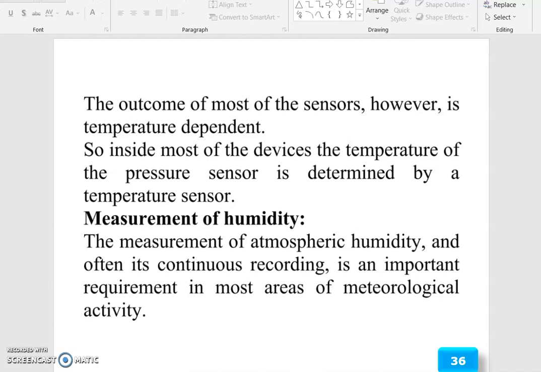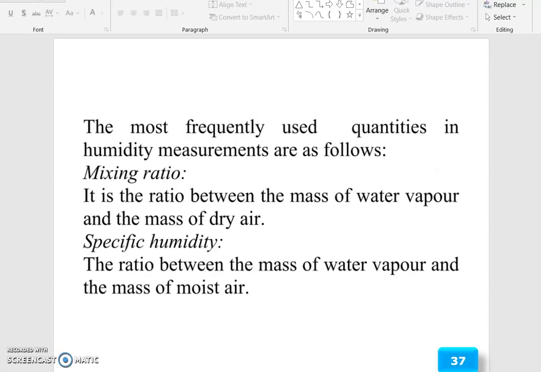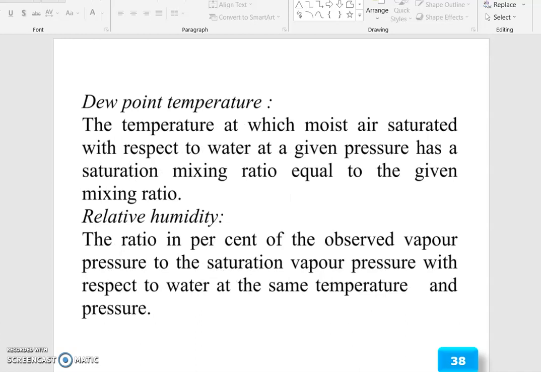Measurement of humidity. The measurement of atmospheric humidity, and often its continuous recording, is an important requirement in most areas of meteorological activities. The most frequently used quantities in humidity measurement are as follows: mixing ratio, the ratio between the mass of water vapor and the mass of dry air. Specific humidity, the ratio between the mass of water vapor and the mass of moist air. Dew point temperature, the temperature at which moist air saturated with respect to water at a given pressure has a saturation mixing ratio equal to the given mixing ratio.